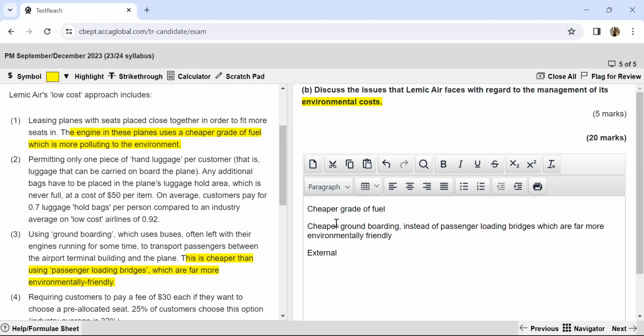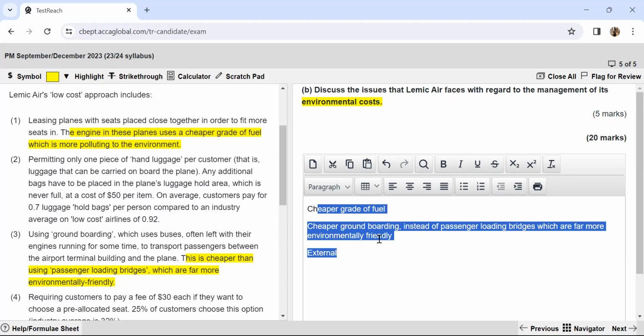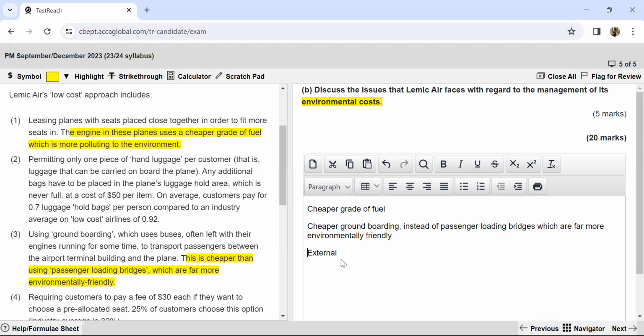It is very comprehensive, as we are covering both of these things, and then we are also telling them that it's an external cost. Then we're also telling the implications: that they might not be able to use a better fuel, which is good for the environment, because of being low cost. But eventually, if they don't do that, they might have to bear fines and everything, and customers may also not come to them if they keep doing the same. So that is how we have discussed the issues that the company is facing.